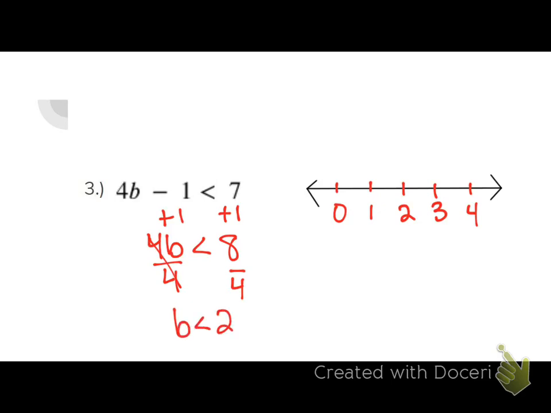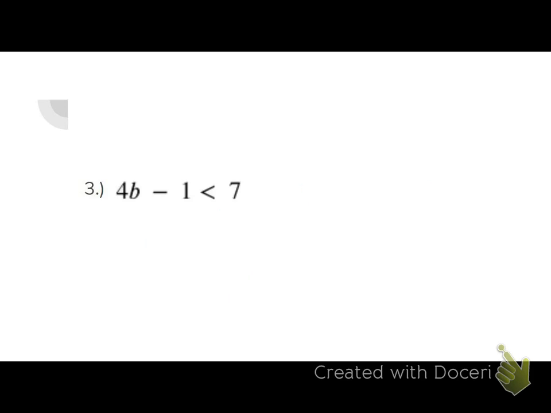Should the symbol have flipped ever? No. We didn't multiply or divide by a negative. We did not have to get the variable on the other side. Open or closed at 2? Shaded to the left. Shade to the left for less than. Questions on number 3? Need more time on number 3? Moving on. Eventually, we'll talk about it. Let's get it copied down. We'll go through this one together.